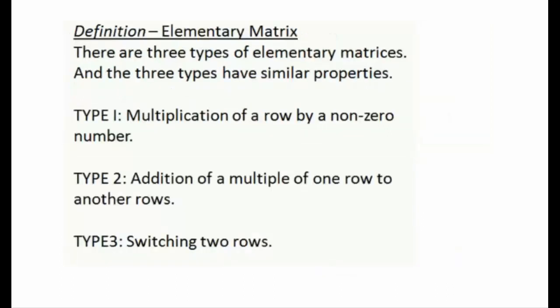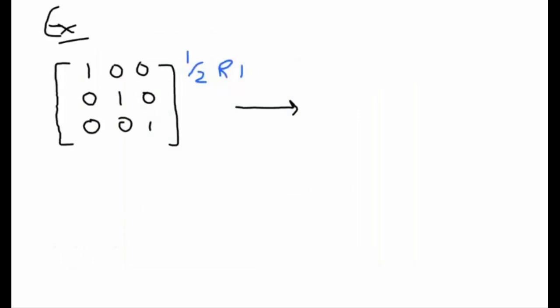Elementary matrices can be broken into 3 different groups. One group for each type of elementary row operation. If we can form an elementary matrix by multiplying one row of the identity matrix by a non-zero number, I'm going to call that a type 1 elementary matrix. If we get an elementary matrix by adding a multiple of one row of the identity matrix to another row, I'm going to call that a type 2 elementary matrix. And finally, if we switch 2 rows of the identity matrix to get our elementary matrix, we'll call that type 3.